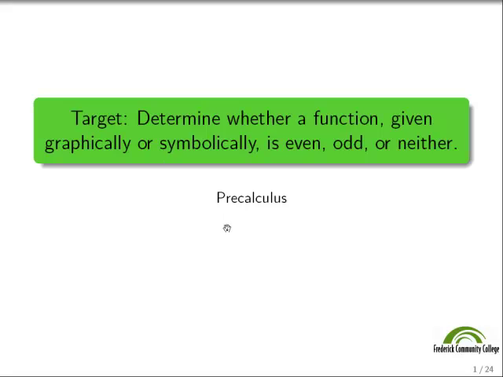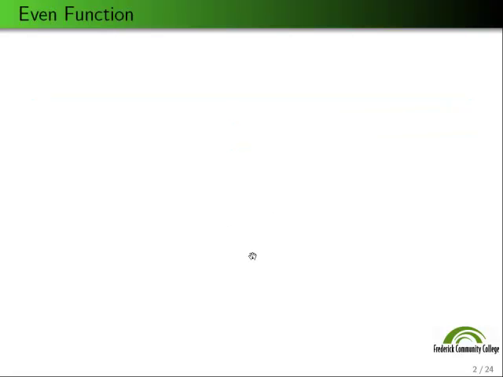So here's the learning target. Determine whether a function given graphically or symbolically is even, odd, or neither. So the first thing we want to do is define these terms.